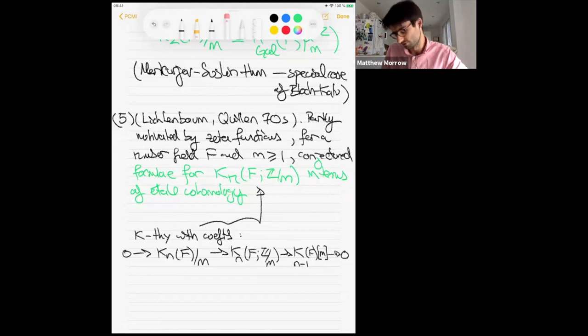It should maybe be remarked that even if one understands some K group coefficients, it doesn't mean that one understands these individual terms. It's very often not very clear how the information gets wrapped together to produce the information in the middle term. So even if you understand all K groups with coefficients, you very often can't reverse engineer the information to understand the K group itself, which is a shame, but that's the way of it.